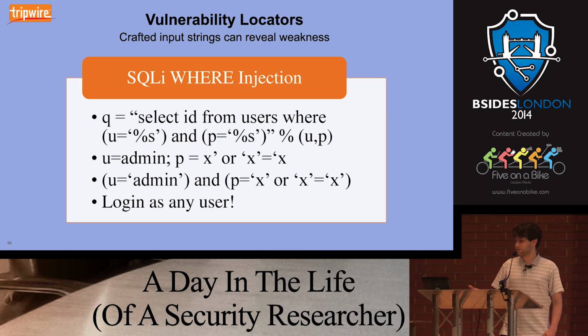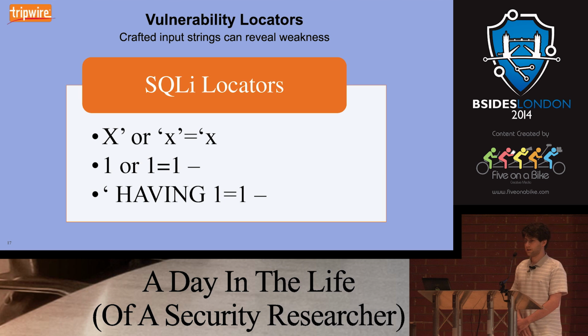In this example that I've given here, if you plugged in that input for password, the X OR X equals X, you're going to be able to log in as any user simply because it's a very, very poorly designed system. Usually passwords, of course, would be hashed, but this is just a basic example.